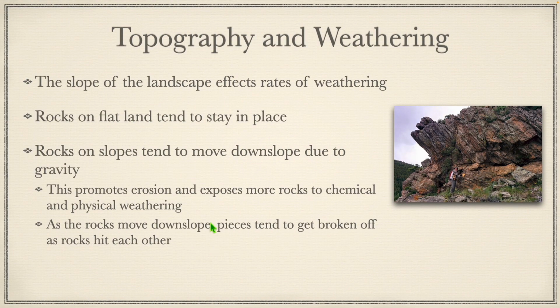Topography and weathering. The slope of the landscape affects rates of weathering. Rocks on flat land tend to stay in place. Rocks on slopes tend to move downslope due to gravity, which promotes erosion and exposes more rock to chemical and physical weathering. If rocks break off, that exposes more surfaces. Also, those rocks breaking off hit other rocks and break them into other pieces as they fall down the slope. So rocks on slopes tend to weather faster because gravity pulls them down and they break into smaller pieces as they hit each other.